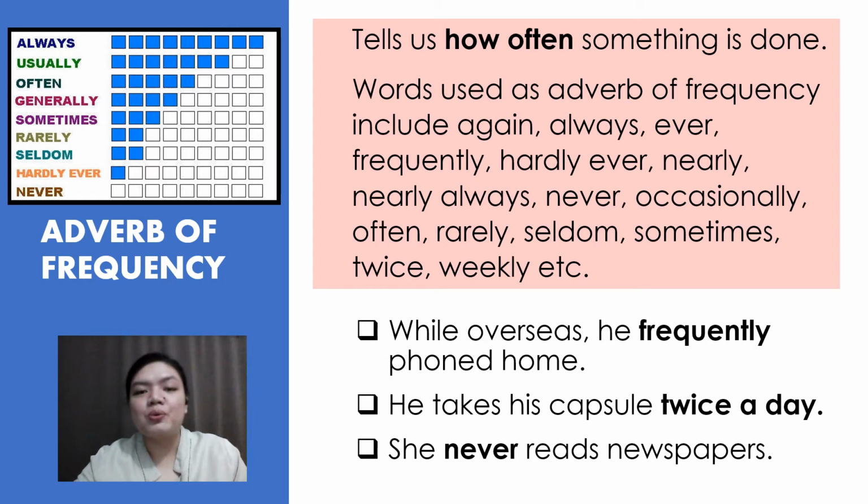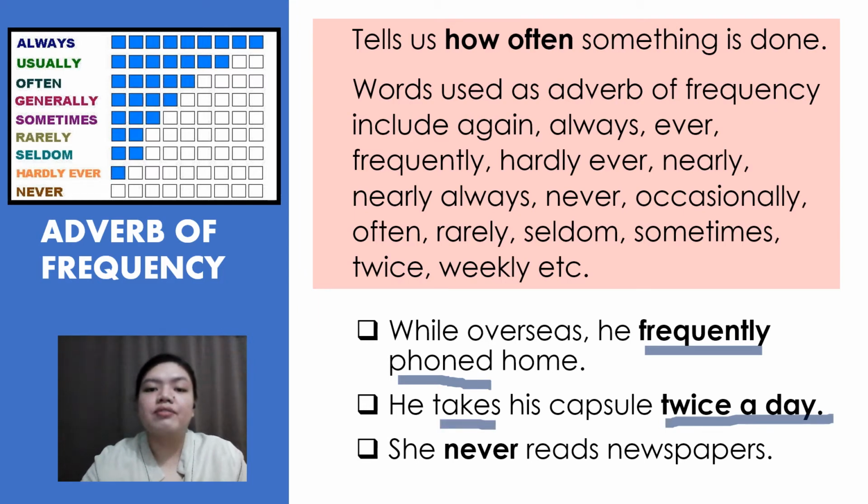In the first example, we have, while overseas, he frequently phoned home. How often does he phone home? That's right. The adverb of frequency is frequently, which describes the verb phoned. The next one, he takes his capsule twice a day. Our adverb is twice a day, which describes the verb takes. And finally, we have, she never reads the newspaper. Our adverb is never, which describes the verb reads. Is everything so far clear? Good.